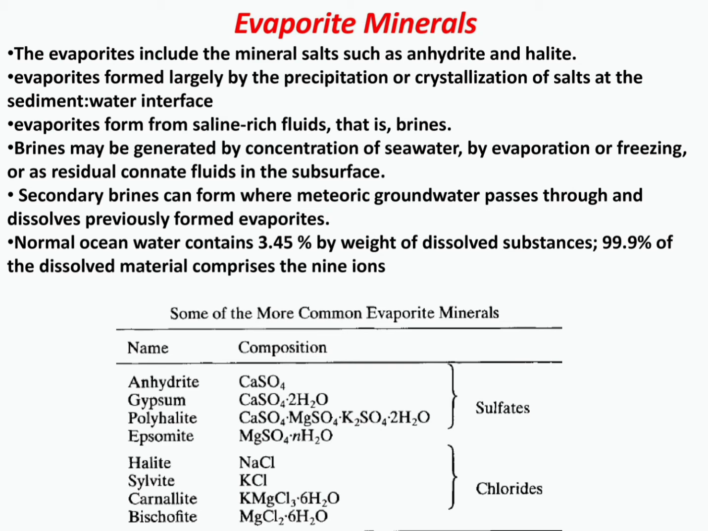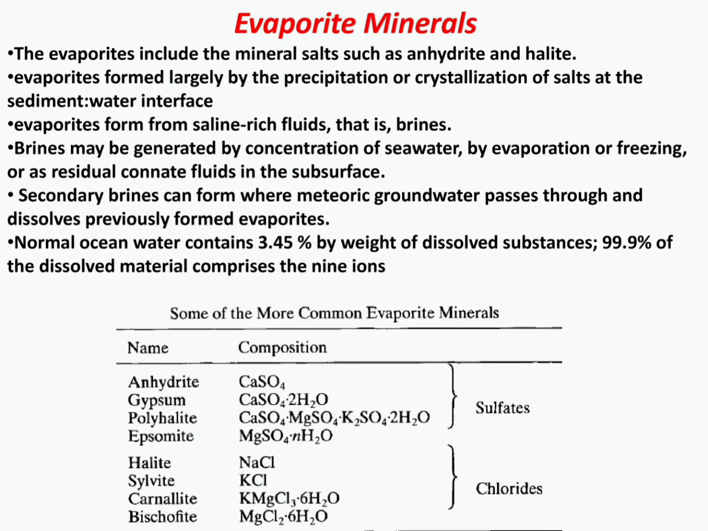So what is the concept here? If you have 100 liters of water, you will get 3.45 liters in dissolved state, and in that 3.45 liters you will find that these ions contribute 99.9% of the dissolved material.